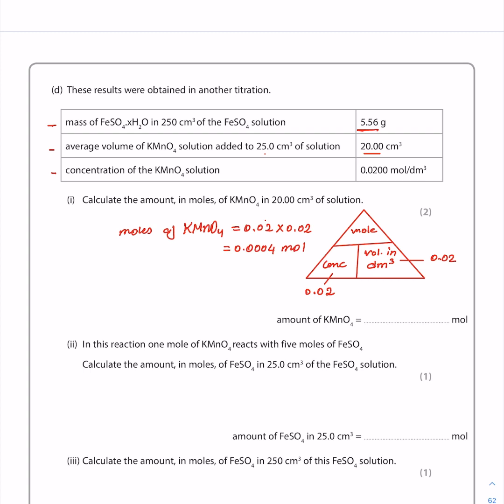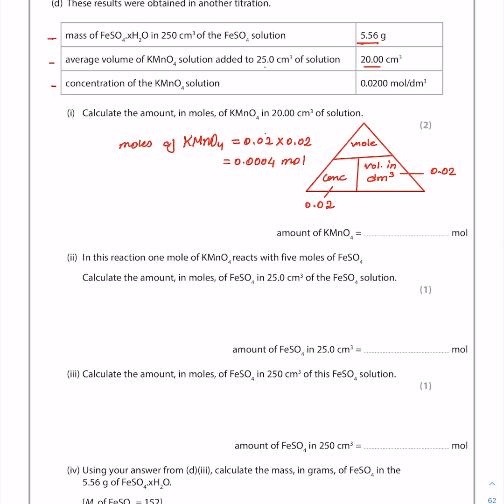Double I. In this reaction 1 mole of potassium manganate reacts with 5 moles of iron 2 sulfate. So the ratio between potassium manganate and iron sulfate is 1 to 5. Calculate the amount in moles of iron sulfate in 25 cubic centimeter. In I we found the moles of potassium manganate, so we can now find the moles of iron sulfate by multiplying the moles of potassium manganate times 5, which is the ratio 1 to 5. It comes out to 0.002 moles. So here my answer is 0.002, and above my answer was 0.0004.